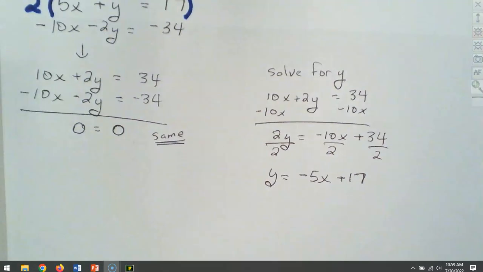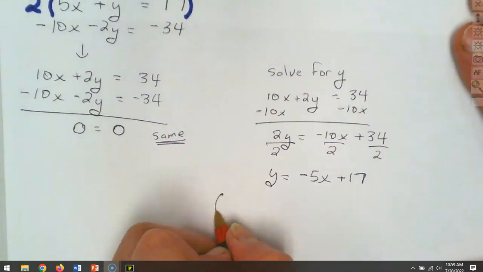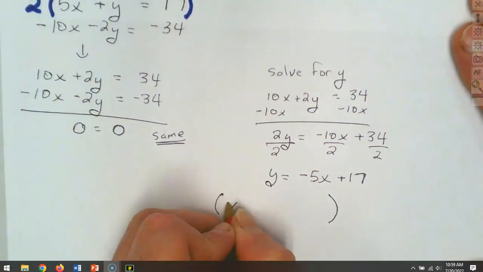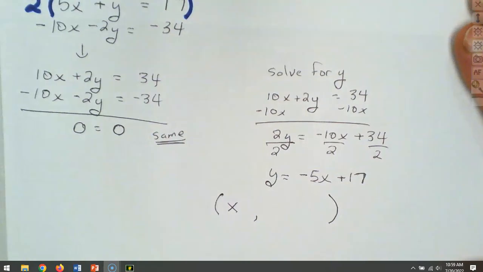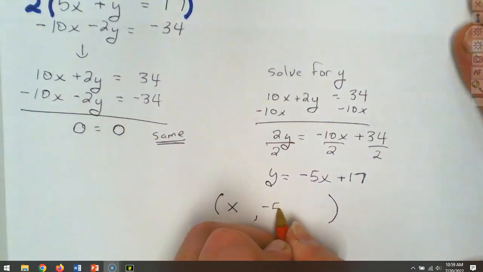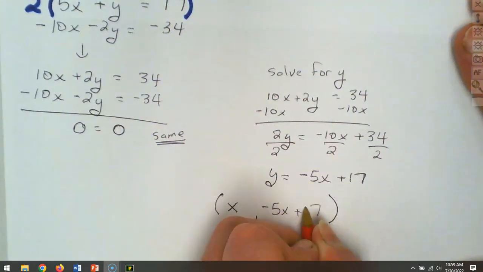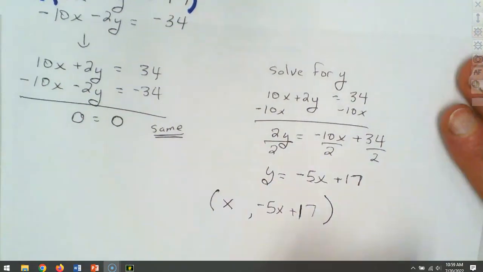Why are we solving it for y? Because they're the same line, so we have to find that line. That's what we're doing. How do we write our answer? X is arbitrary. And everything that is on this line, which is minus 5x plus 17, is a solution.